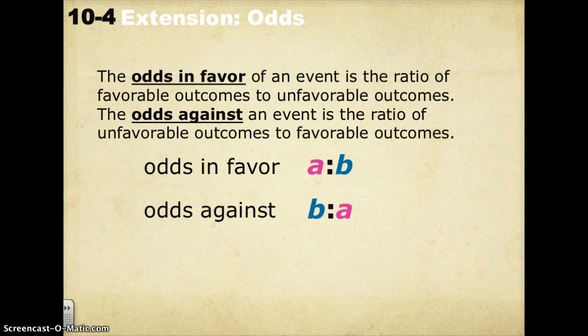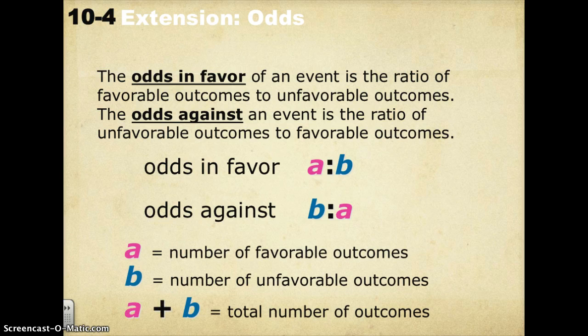Odds in favor would look like A to B, odds against would look like B to A. We write odds as a ratio, not as a fraction, because probability and odds are different, so we don't want to confuse them. Together, A plus B will equal the total number of outcomes, which is also different than probability, where we're finding our favorable outcomes out of the total. Now we're comparing favorable to unfavorable.